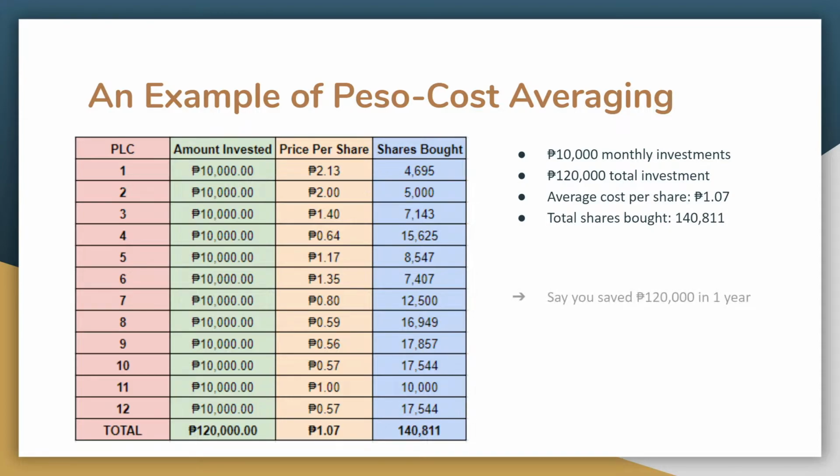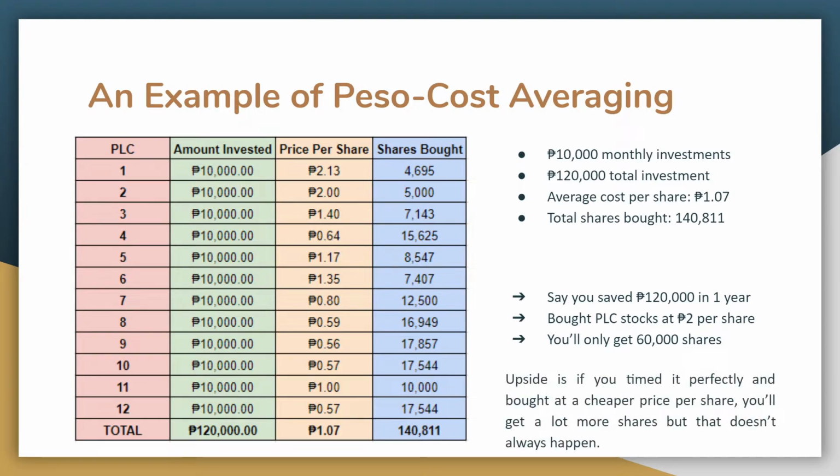And then, for example, say you saved 120k in 1 year and you didn't invest it right away and you didn't use peso cost averaging. Then you bought PLC stocks at 2 pesos per share. You'll only get 60k shares compared to 140k if you apply peso cost averaging for 1 year.